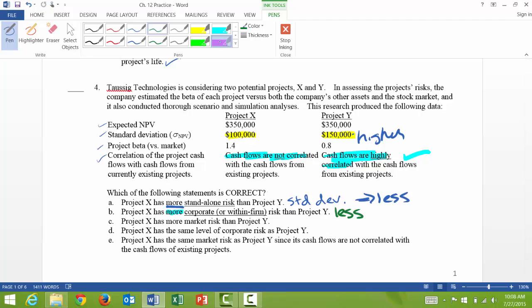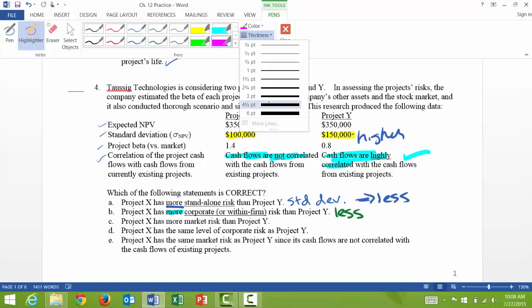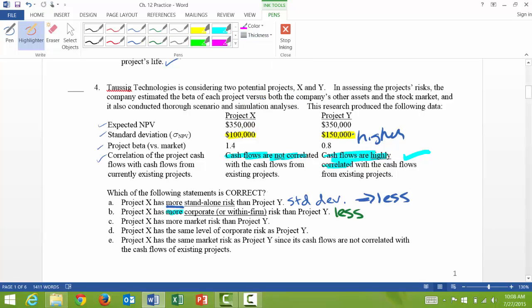And then if we look at C, project X has more market risk than project Y. Well, market risk is measured by this beta. And we can see that 1.4, the project beta, is greater than 0.8. And that means that project X has more market risk than project Y. So that one actually is the answer, letter C, because it's true.